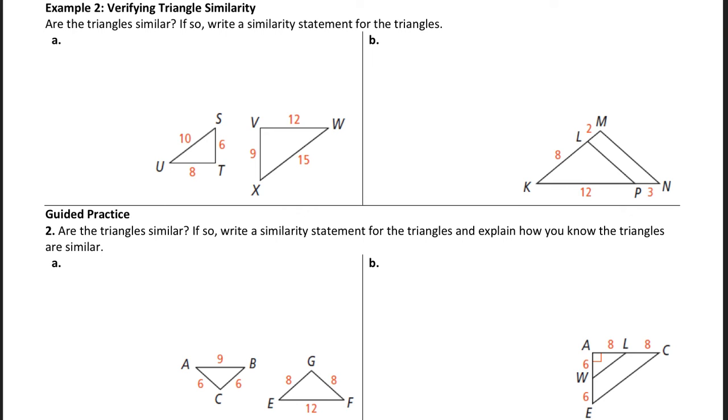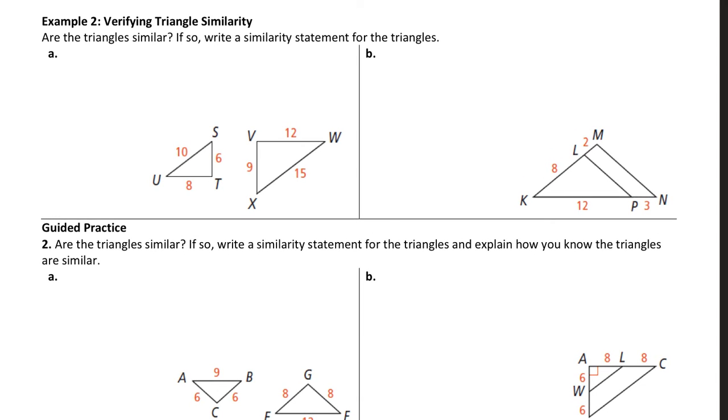So, verifying if triangles are similar. If I look at part A, I'm looking for side, side, side because I'm given 3 sides. So, in example 2, I'm going to compare 6 to 9 because those are the shortest sides. So 6 over 9, those would correspond. And then I would compare 8 and 12.